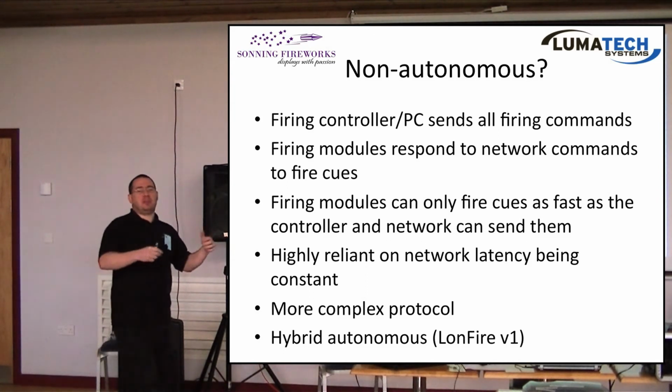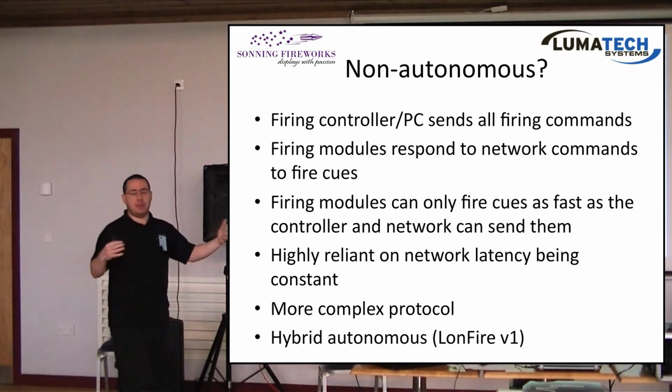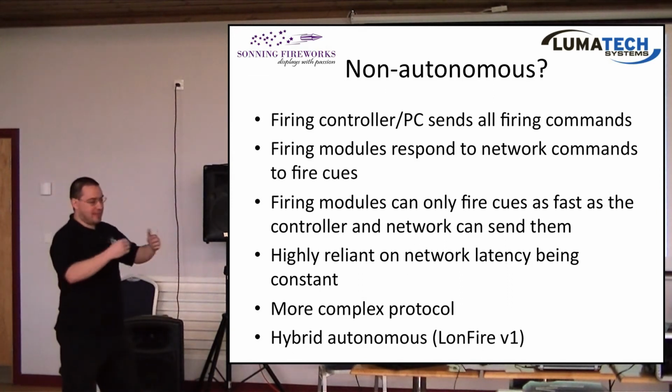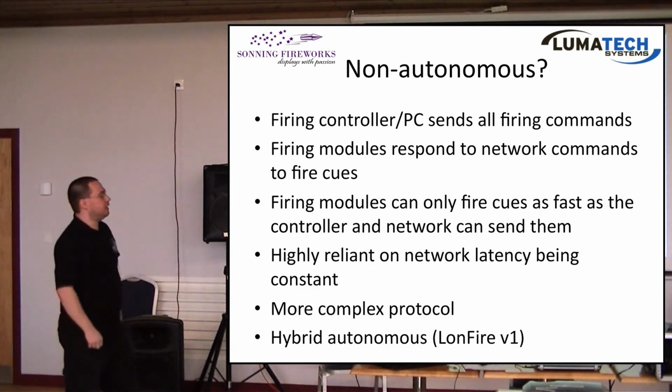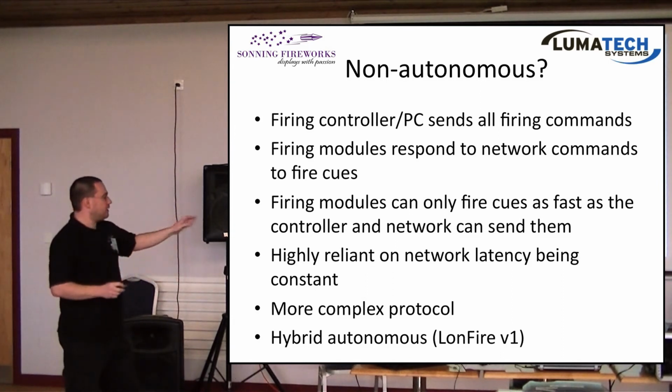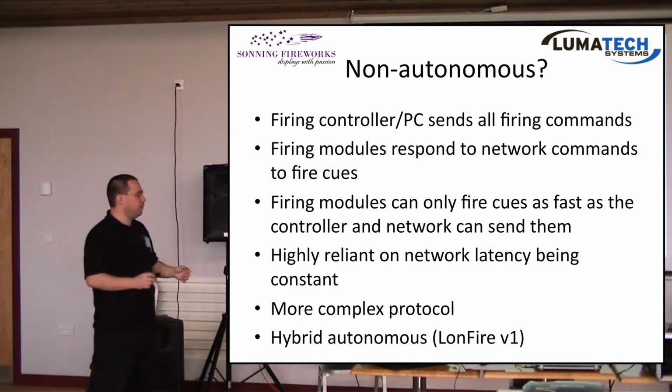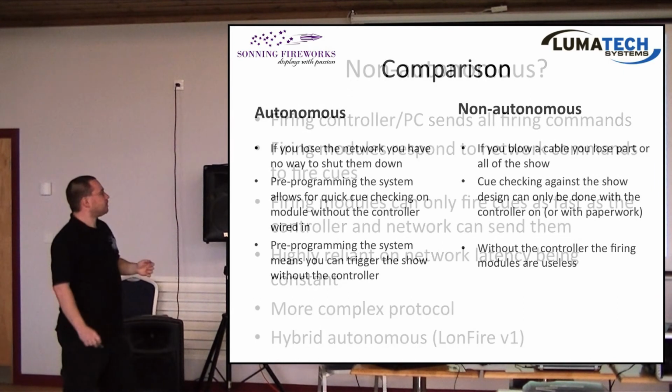And this meant that the protocol was very simple, because all I had to say was, right, fire this sequence, and the boxes knew what they were going to do. But it wasn't autonomous because the boxes couldn't do anything on their own. All they knew is that they had a set of sequences they had to fire, and when they received the fire signal for that sequence, they would just output the particular cues they needed to fire. So that's how my first digital system worked, and I call that hybrid autonomous.